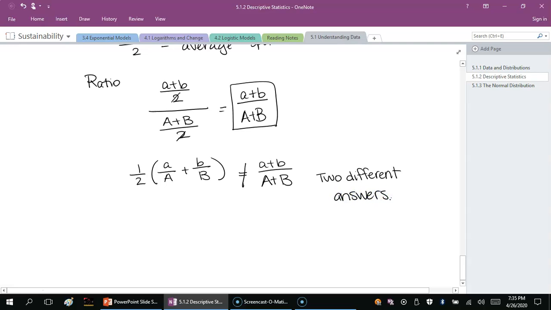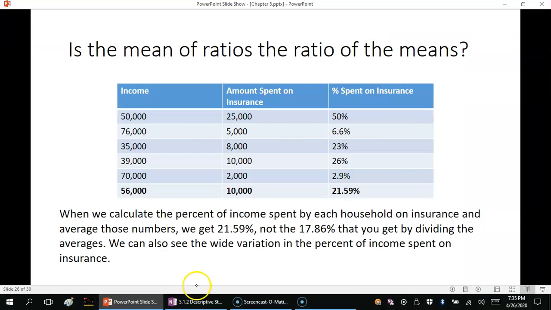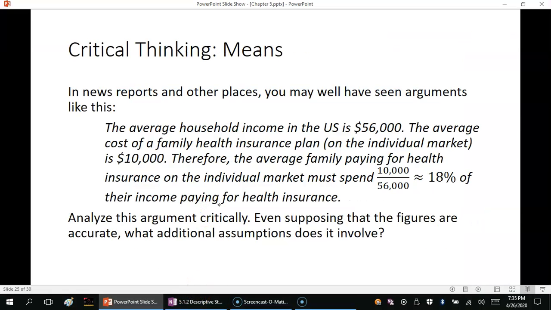So let's go back to the original question. If you're trying to talk about an average percentage that people spend paying for health insurance, or other things where you might want to compare average amounts and think about percentages or ratios, you cannot just compare the two averages. You have to look back at the individual data values, find the percentages for each data value, and then average those to actually get a meaningful result.